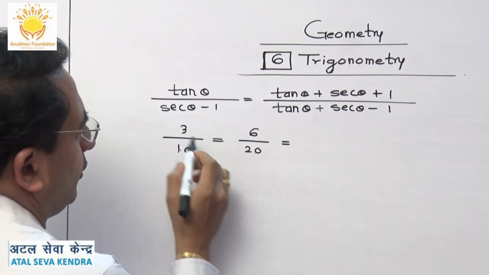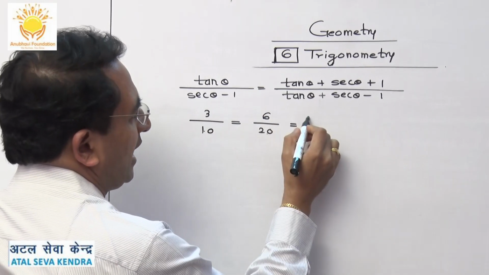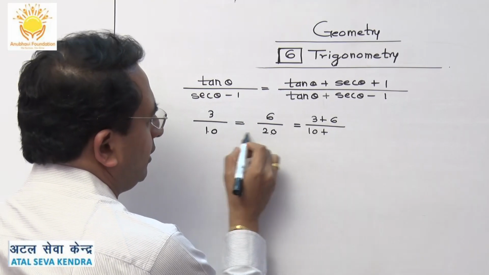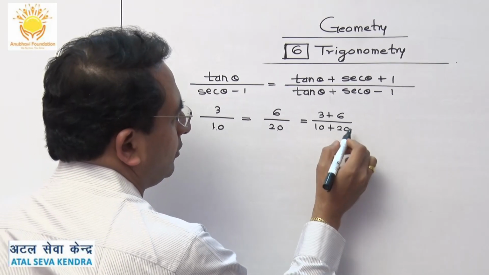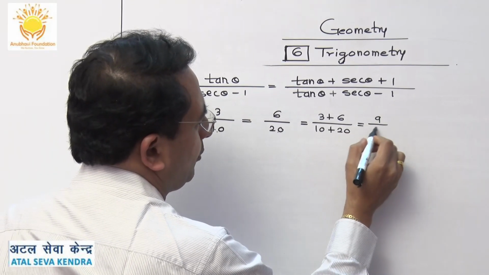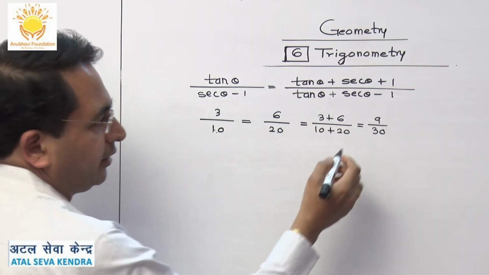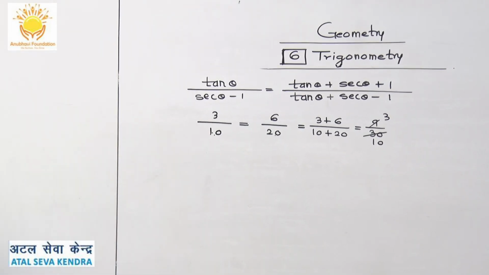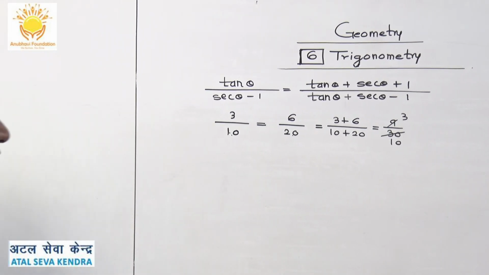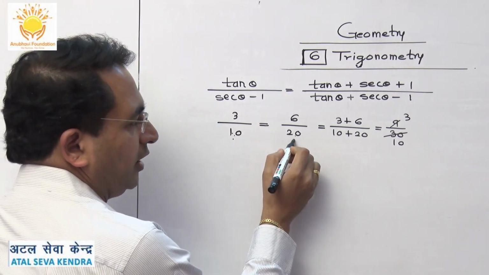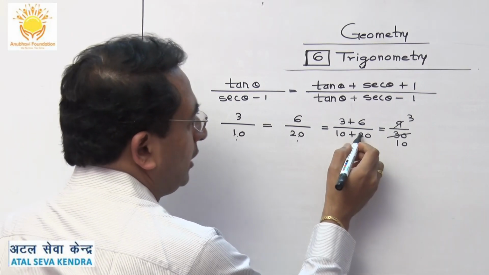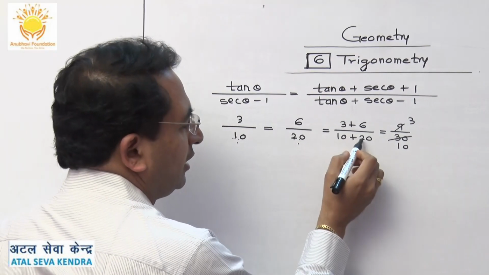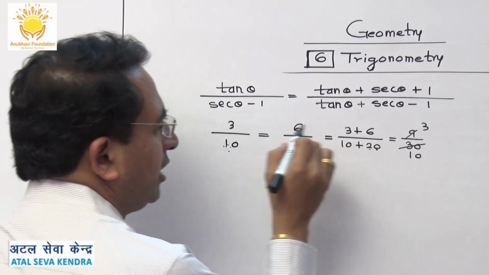If I add these two, that means it is 3 plus 6, and this is going to be 10 plus 20. So your answer is 9 upon 30. And when you reduce it, 3 3s are 9 and 3 10s are 30. So ultimately you are going to get 3 upon 10. So if you are having two equal ratios, then whatever ratio you get by adding the numerators and adding the denominators, that ratio is same as the earlier one.